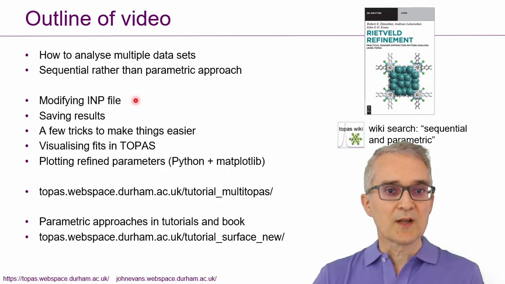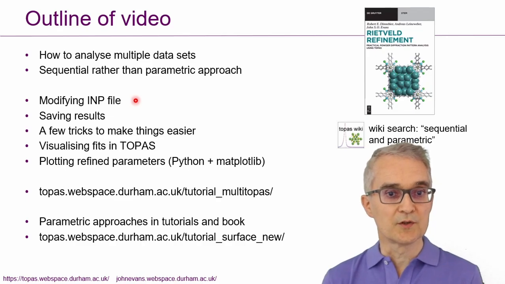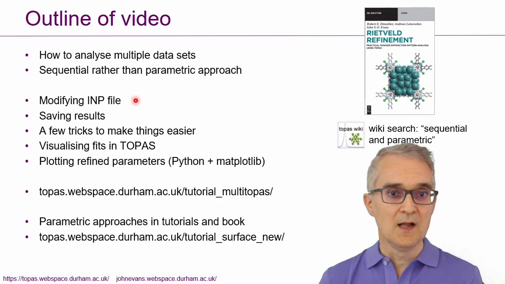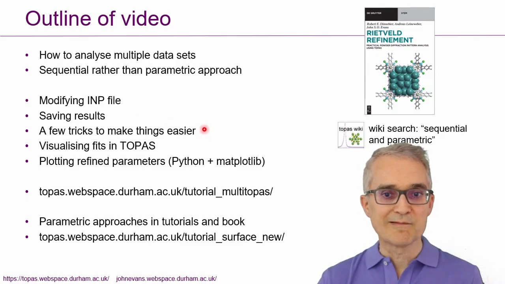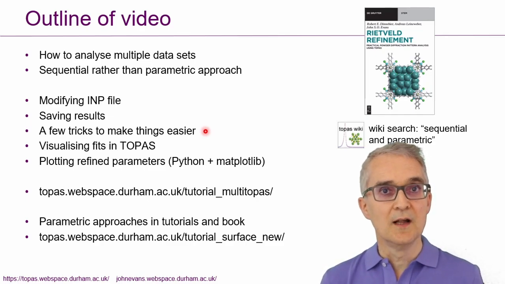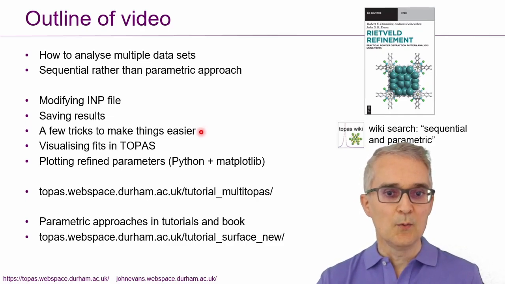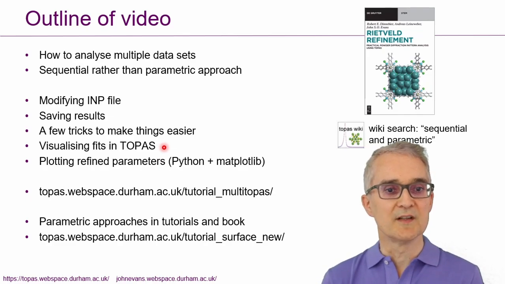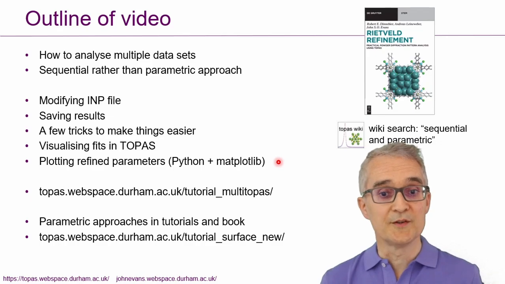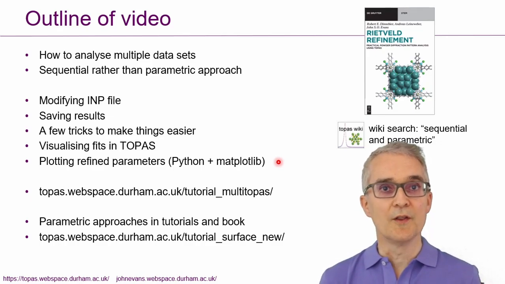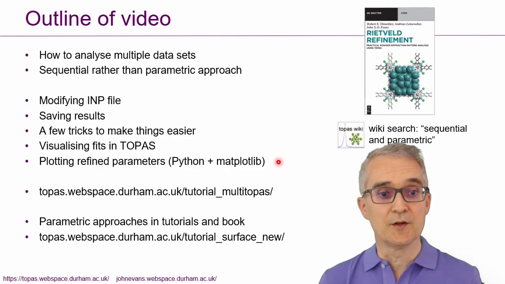Okay, so what we're going to look at in this tutorial is how to modify a standard input file so that you can do this automated analysis of multiple data sets. We'll look at how you save the results of those analyses so that you can plot them easily afterwards. We'll look at a few little tricks in the input file to make your life easier when you do this type of analysis. We'll look at how to visualize multiple Rietveld fits in the TOPAS GUI, and then we'll look at how to plot your refined parameters using a Python script, which lets you very quickly see how all of the parameters are changing throughout the experiment that you're looking at.